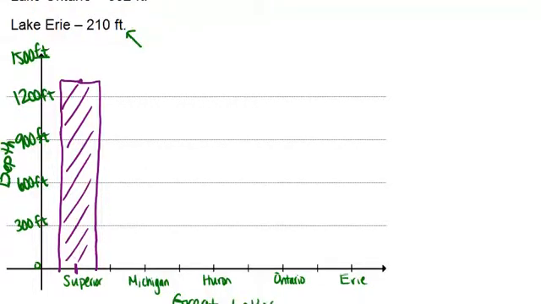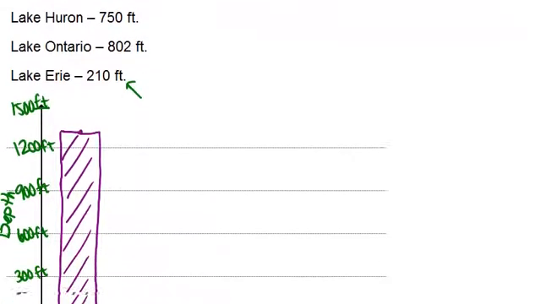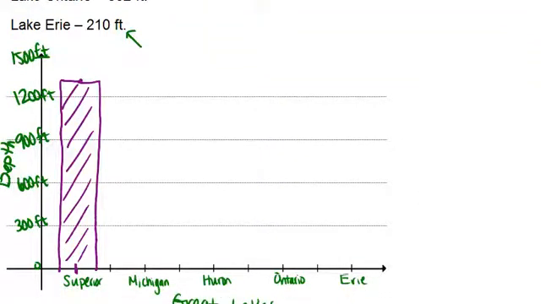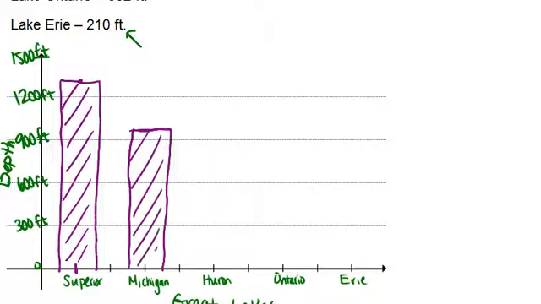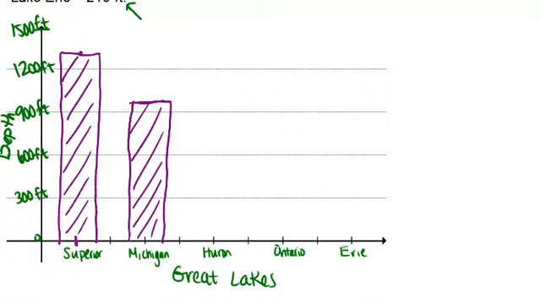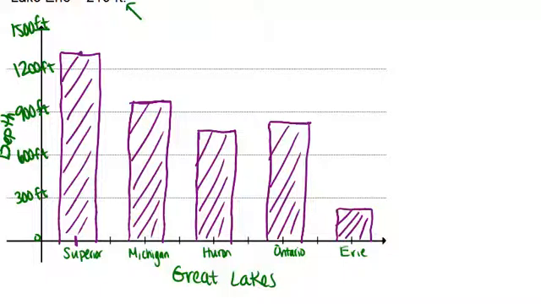All right, next up is Lake Michigan, 923 feet. So I'm going to go up to a little bit past 900 there. And make my bar for Michigan. And you're just going to be doing the same thing for the last 3. And you end up with a bar graph that looks just like this. All right, let's go on to example B.